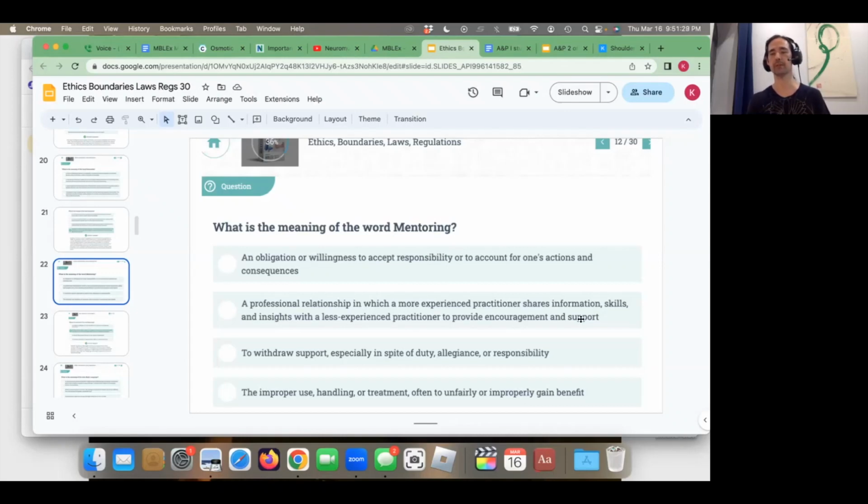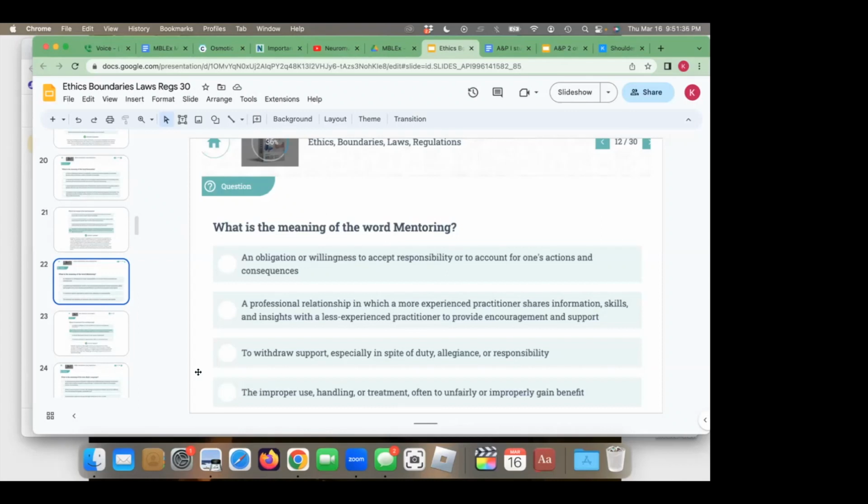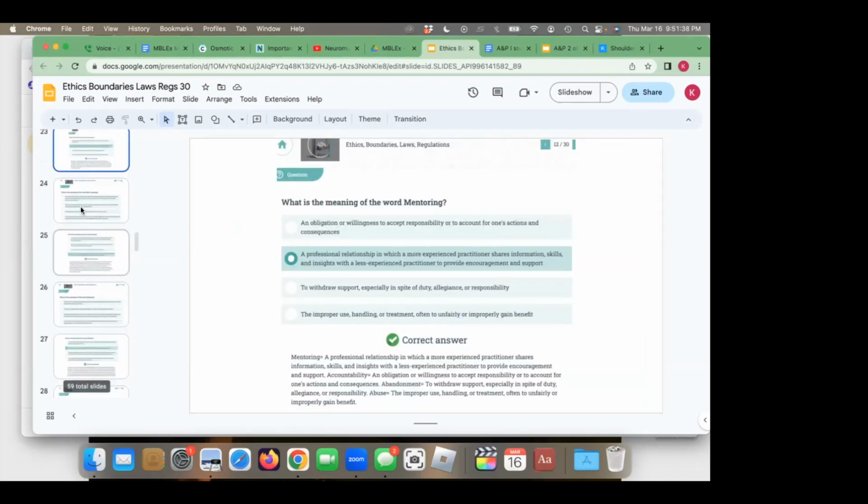Mentoring, a professional relationship in which a more experienced practitioner shares information, skills, and insights with less experienced practitioners to provide encouragement and support. To withdraw support, especially in spite of duty, the improper use, handling, or treatment. B. B, yes, very good.